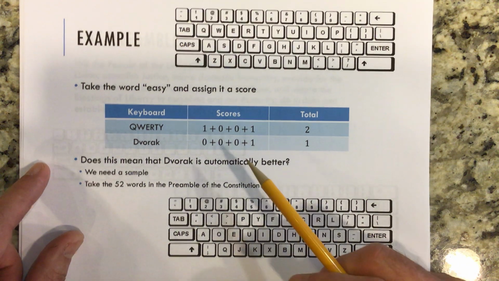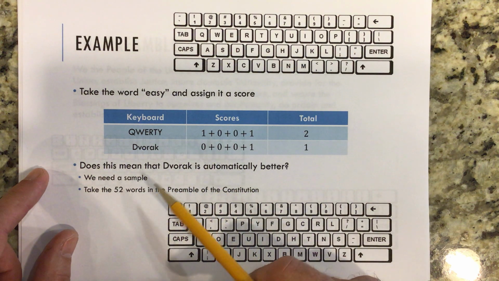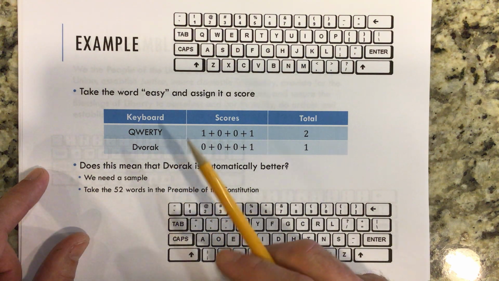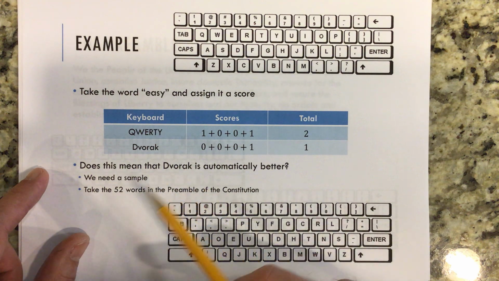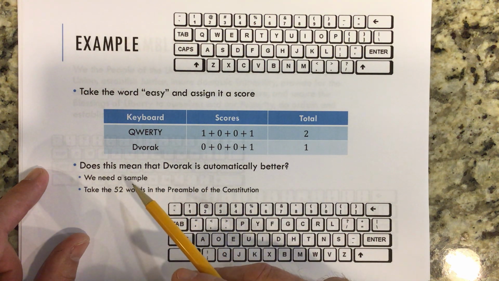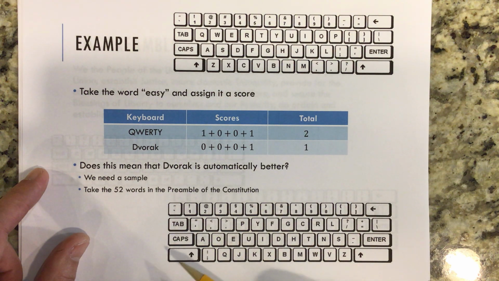Okay, now notice, that's only one word. Just because I have a higher score on the QWERTY for that one word doesn't automatically make Dvorak better, right? I'm sure we could find words that have a higher score on the Dvorak keyboard than on the QWERTY keyboard. And of course, one word is not a data set, right? Statistics, we analyze data sets, not a single number. So what we need to do is we need to take a sample of words and score them on both keyboards so we could compare.